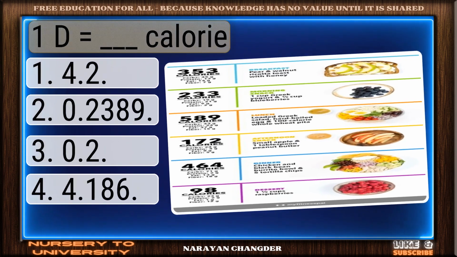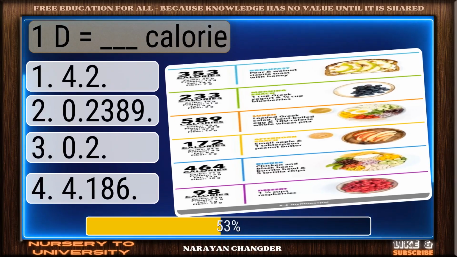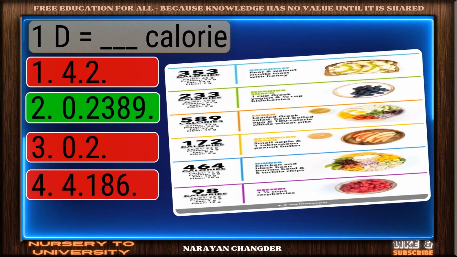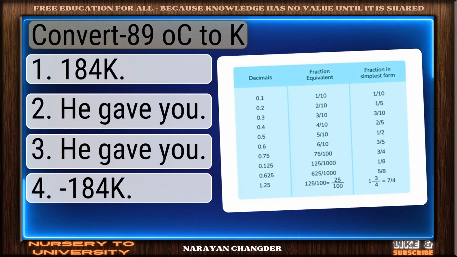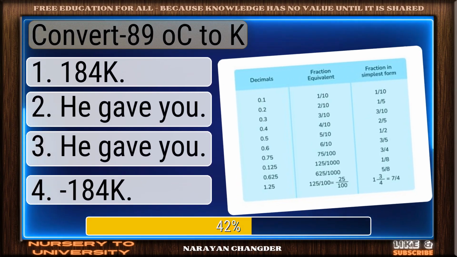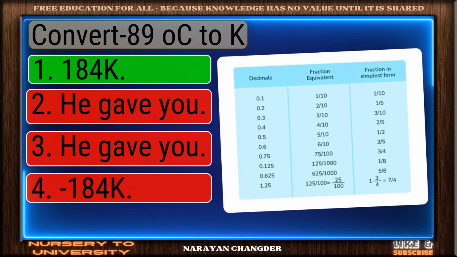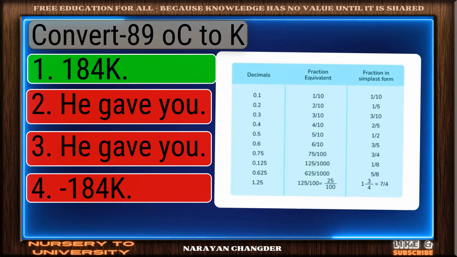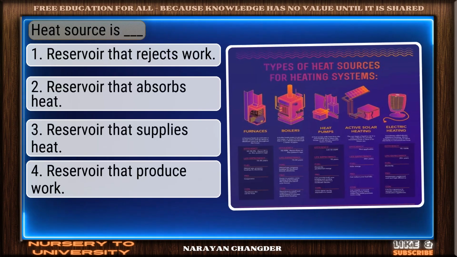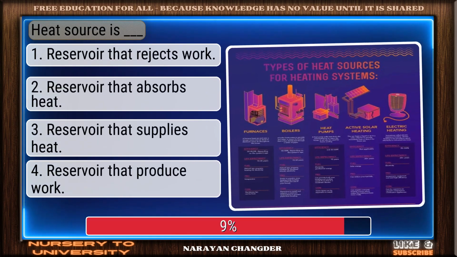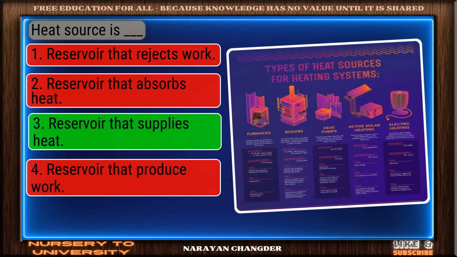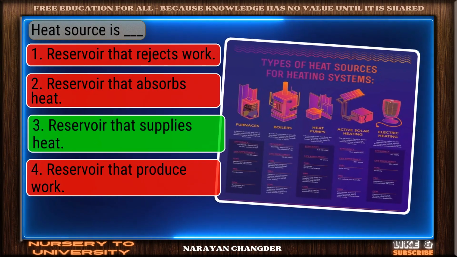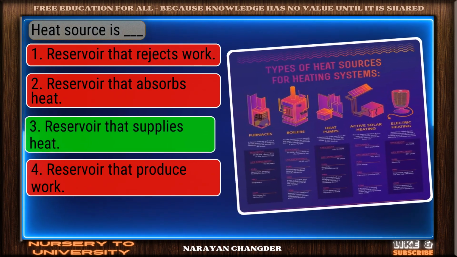1 J equal to dash calorie. Good thinking. 0.389 is the right answer. Convert 89 of to. Well picked. 24K is the correct answer. Heat source is dash. You got it. Your choice, reservoir that supplies heat, is right.